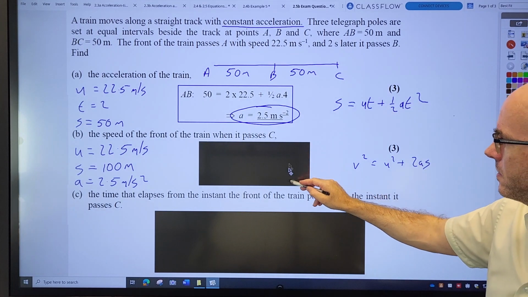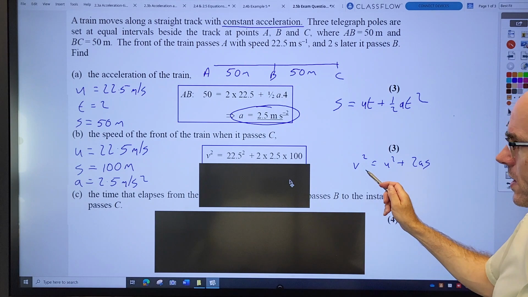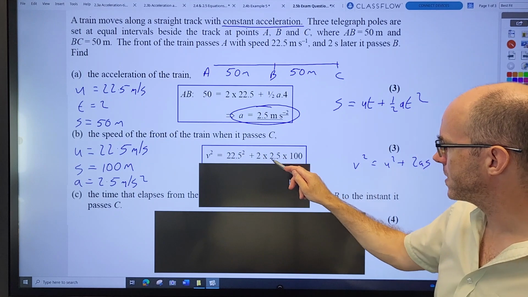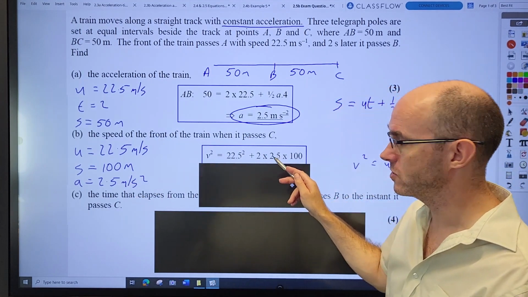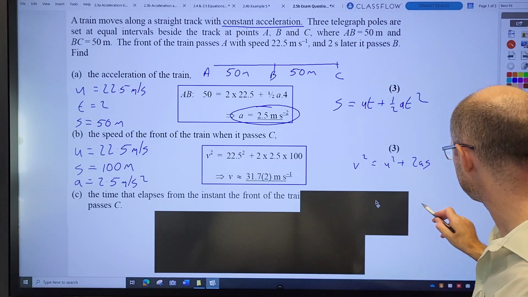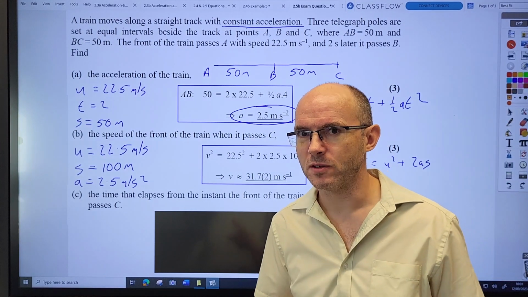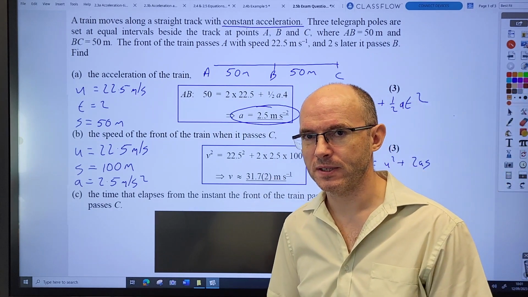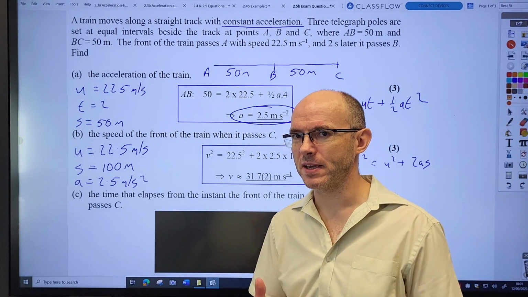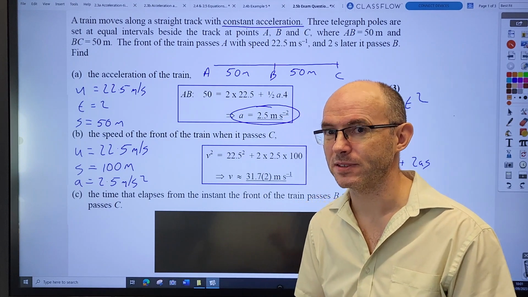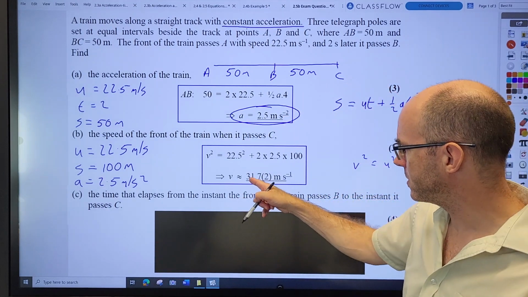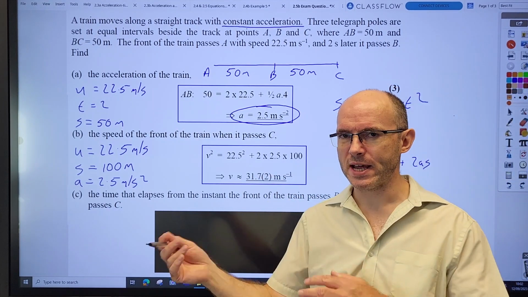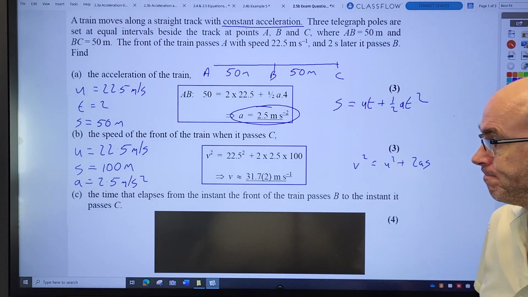Okay, and this is what we get when we substitute in. So V squared is the unknown, U squared, 22.5 squared, plus 2 times A times S, 2 times 2.5 times 100. Okay. Now, when you find your answer, obviously, you take the positive square root, which is 31.7. I'm hoping the word obvious makes sense because the velocity is not negative, it's speeding up again. Round it appropriately, 31.7, 32 will actually do. My advice is write down the full answer and then just round it appropriately as well.